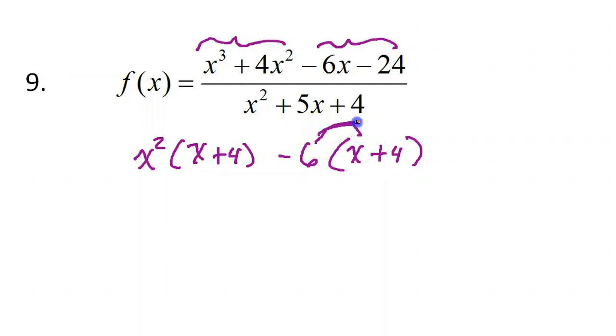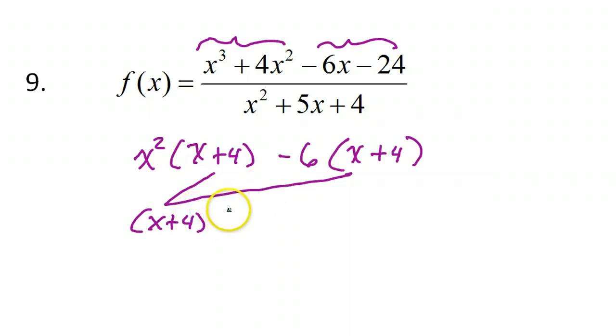Remember, if I do the distributive property, it has to get me back to where I started from. If I do -6 times x, sure enough, -6x. If I do -6 times +4, that would give me -24 like I want. If I had a -4 right here, a negative times a negative would make a +24, and that would be totally wrong. So it has to be like this, which is a good thing for grouping because these parentheses have to be the same. So now that I see that these are the same, I can take this x plus 4 and pull it out to the front like this. That's going to leave behind the x squared and the -6. So x squared minus 6.